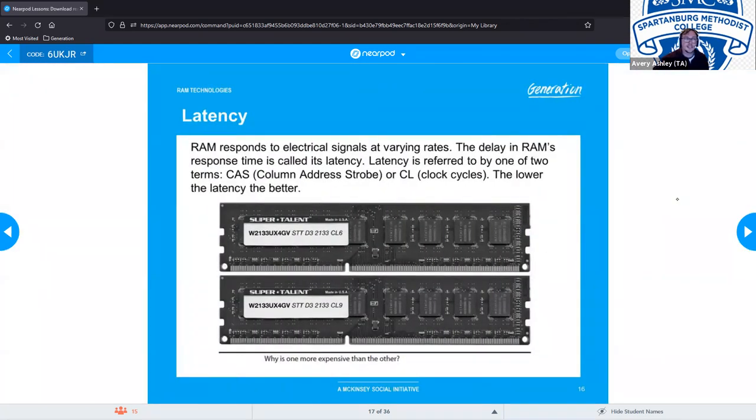All right, latency. Our RAM responds to electrical signals at varying rates. A delay in a RAM's response time is called latency. Latency is referred to by one or two terms, CAS, or column address strobe, or CL, clock cycles. The lower the latency, the better. Latency is just a fancy word for a delay or a slowed down response. So we know that the lower the latency, the better.